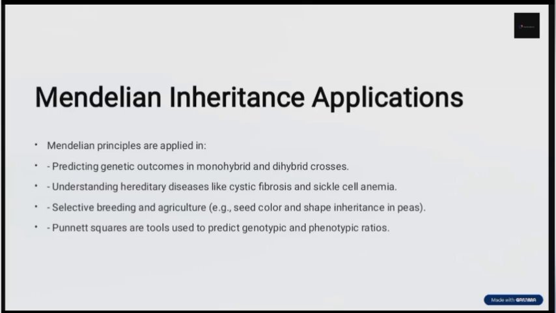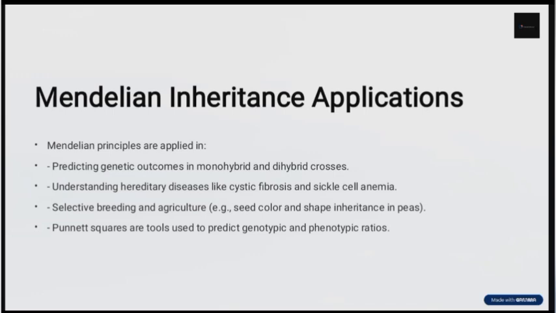Secondly, it helps us to understand hereditary diseases such as cystic fibrosis and sickle cell anemia. I believe most of us have heard about cystic fibrosis. It's a disease condition that affects the lungs and digestive system, whereby there is a buildup of mucus. Don't worry, I will not go into that one. Let's focus on the one that is very common for us, sickle cell anemia.